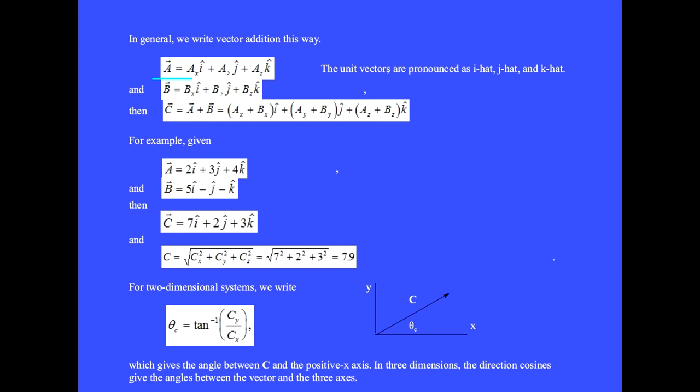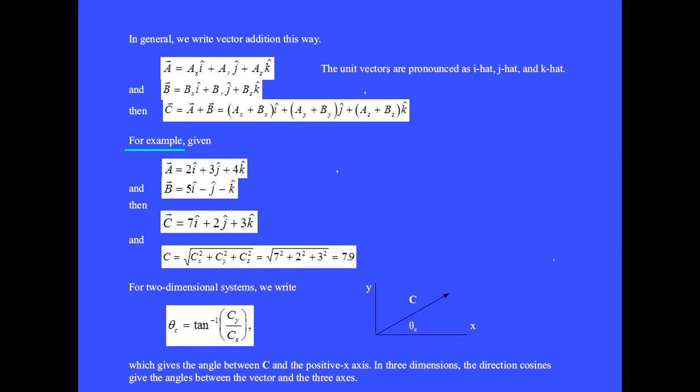The vector A, whose symbol has the arrow over it, can be written in terms of multiples of the unit vectors. It's A sub X i hat plus A sub Y j hat plus A sub Z k hat, where the unit vectors are pronounced as i hat, j hat, and k hat. The vector B is written in terms of its X, Y, and Z components. Then the vector C, which is the sum of the two vectors A and B, has components (A_X plus B_X) i hat plus (A_Y plus B_Y) j hat plus (A_Z plus B_Z) k hat.